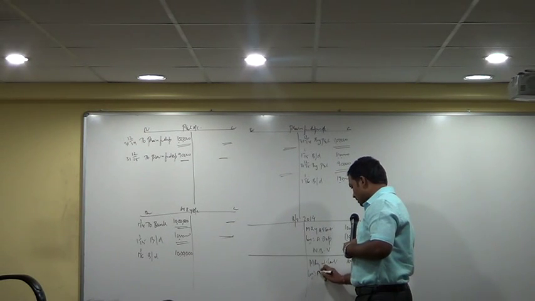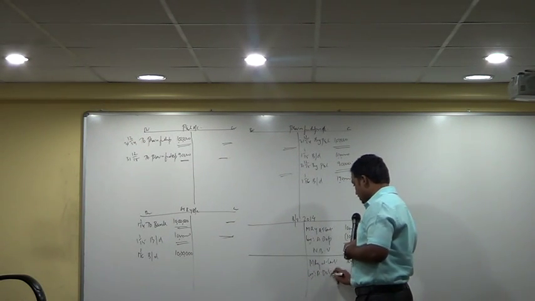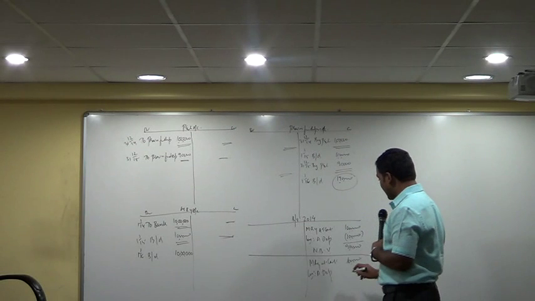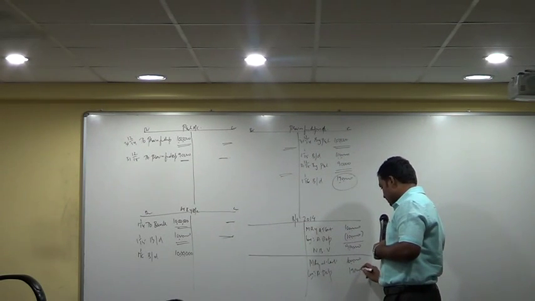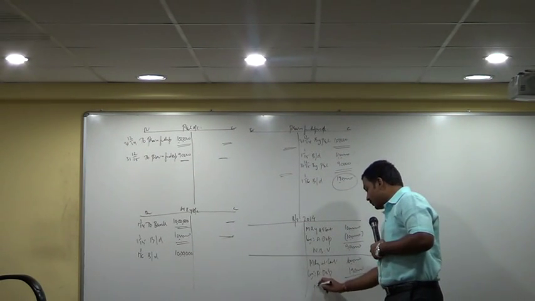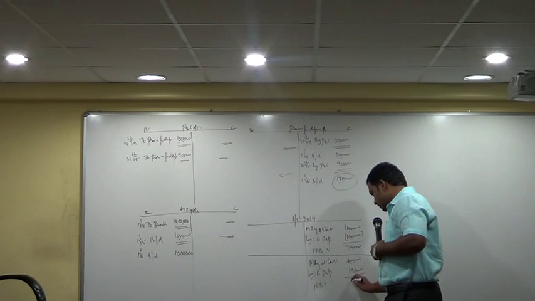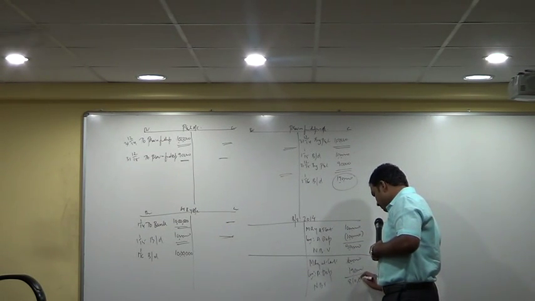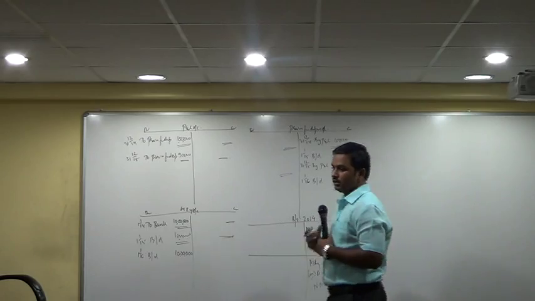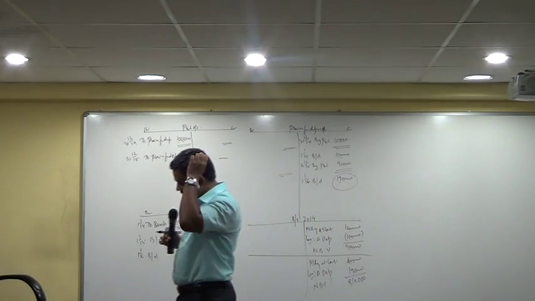less accumulated depreciation. What is the accumulated depreciation now? 1,90,000. Net book value how much? 8,10,000. Net book value 8,10,000.